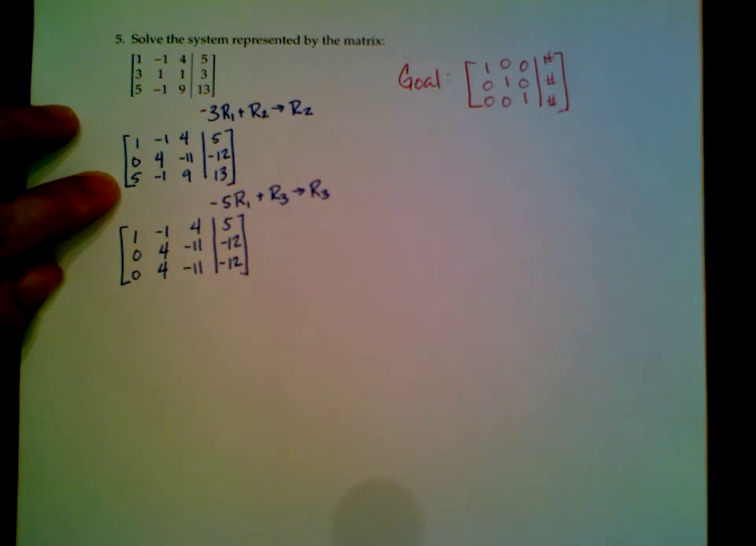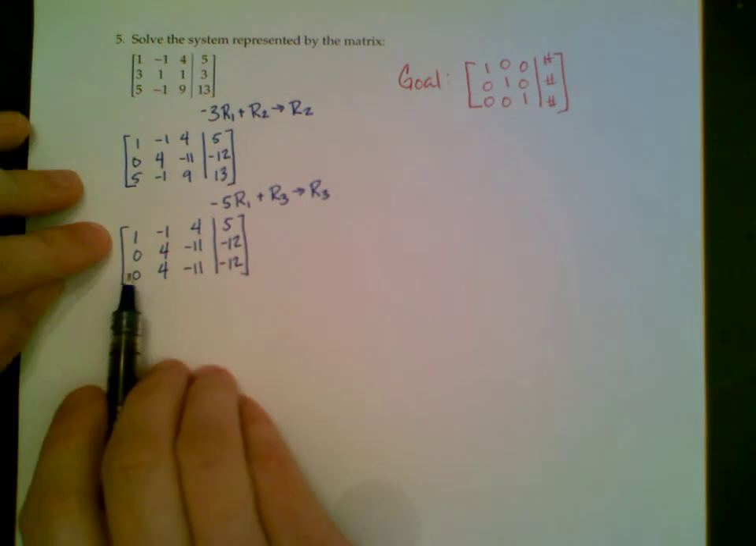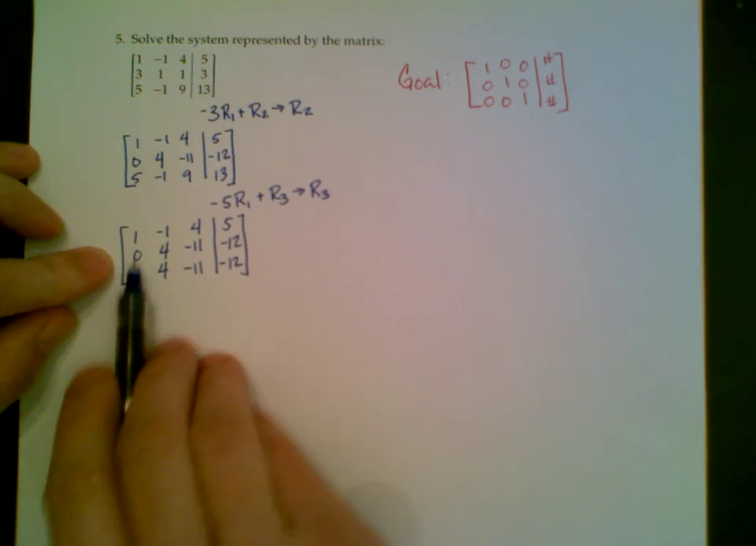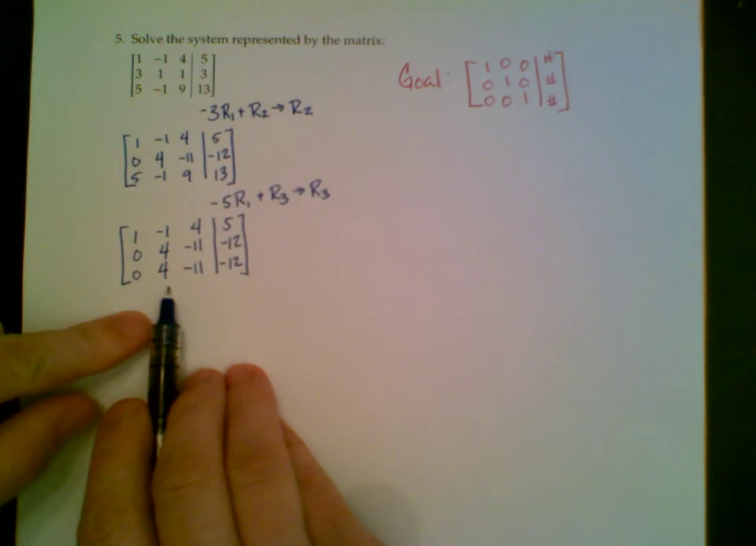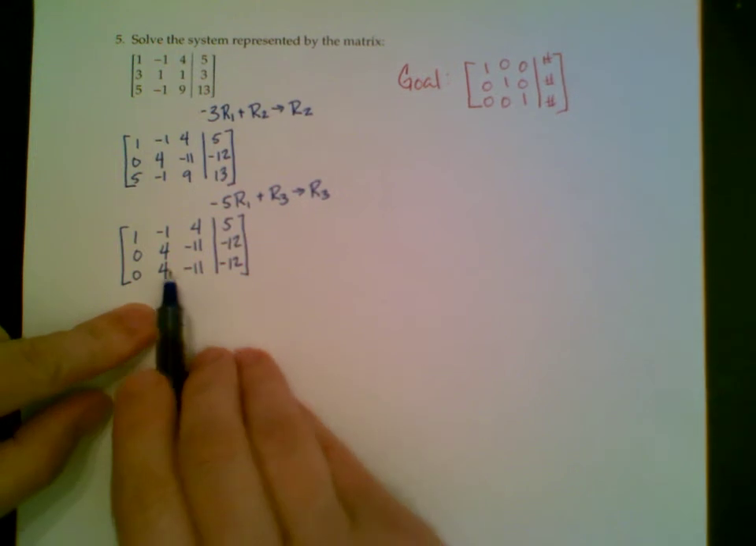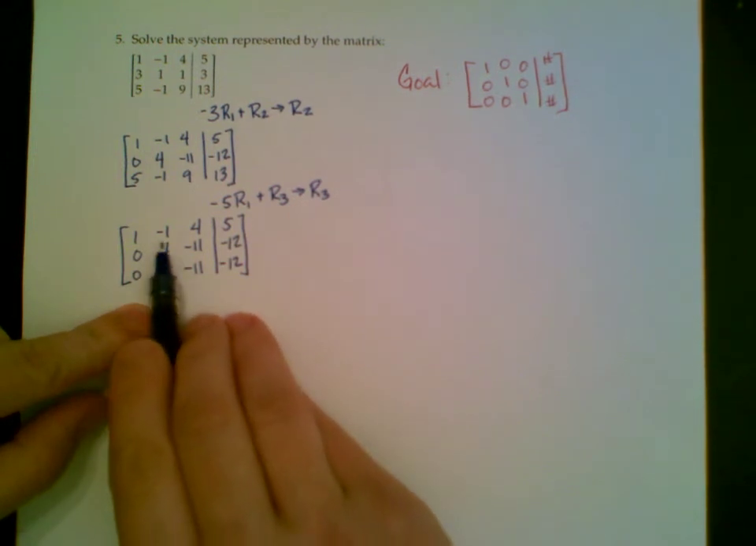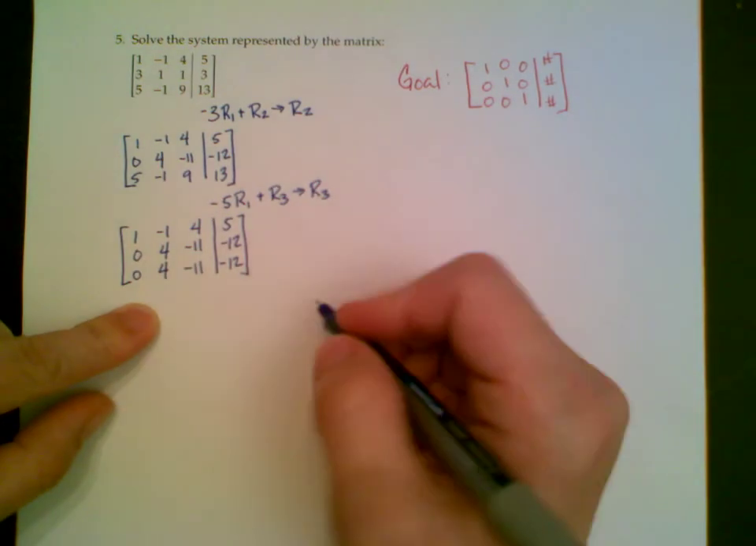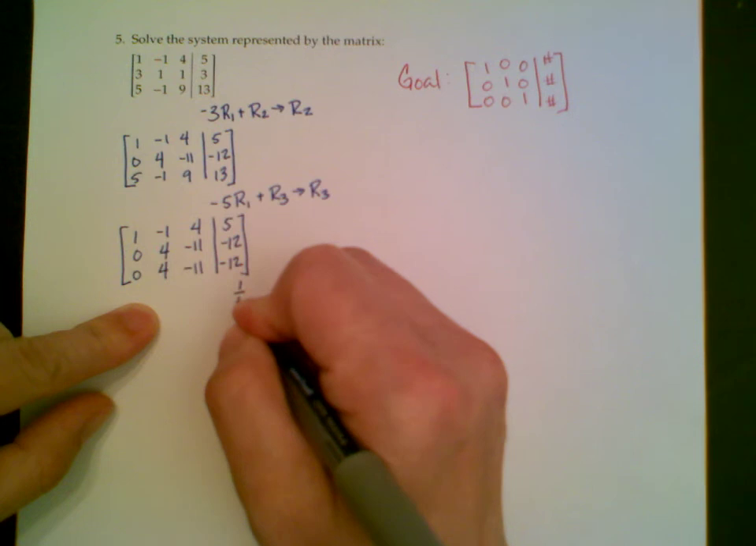All right. So now we have our first column perfect. We're going to move over to the second column. We want to get the 1 where this 4 is. And the way that we're going to do that is multiplying by 1/4.